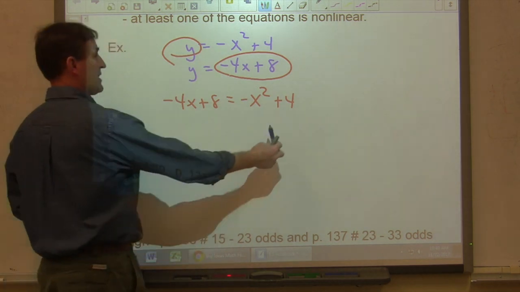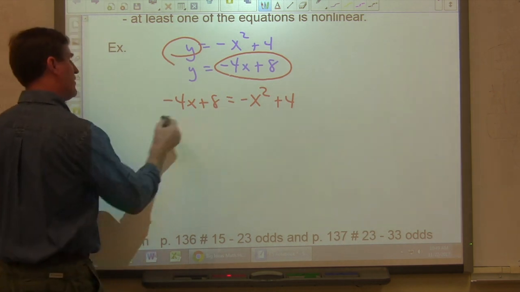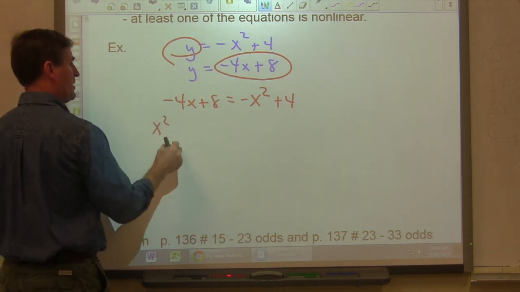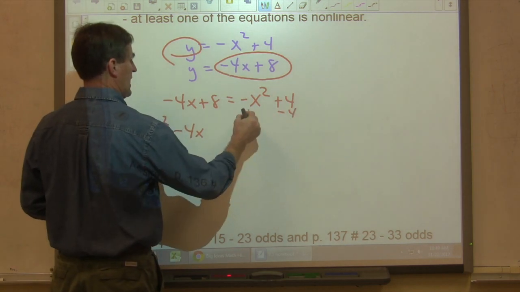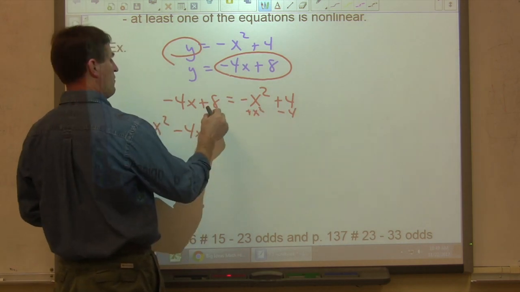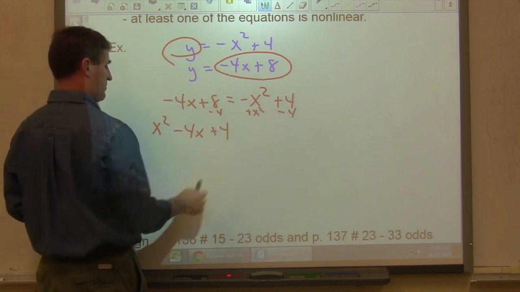So we're going to set this equal to 0. I always want my x squared to be positive, so I'm going to move the x squared over here. So x squared minus 4x, and then I'm going to subtract 4. So I'm adding x squared and subtracting 4. And so we get 8 minus 4 is 4.